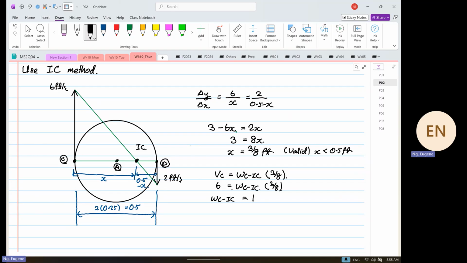16 radians per second. And as I say, because velocity of point C is greater than velocity at point D, therefore omega will rotate in this direction.